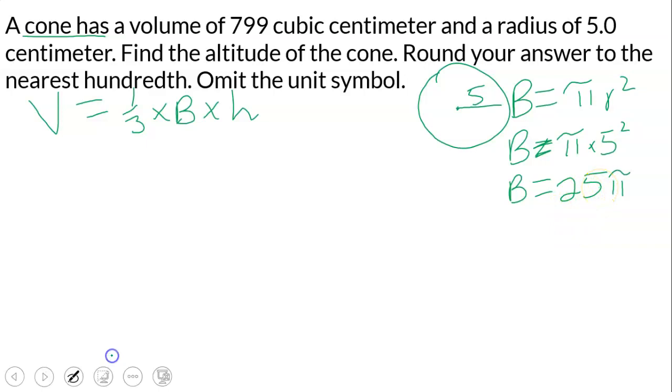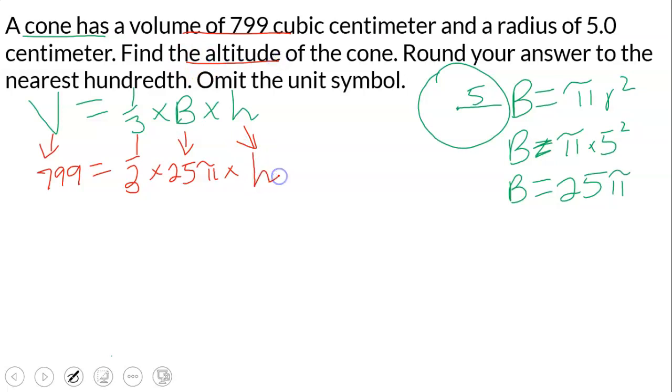And then we come back here and plug it in. So we know the volume here is 799, which equals 1/3 times the B we just found, 25 pi, times the height. We don't know the height. This is what we are looking for, the altitude, so we leave it as h. So now we do the algebra.